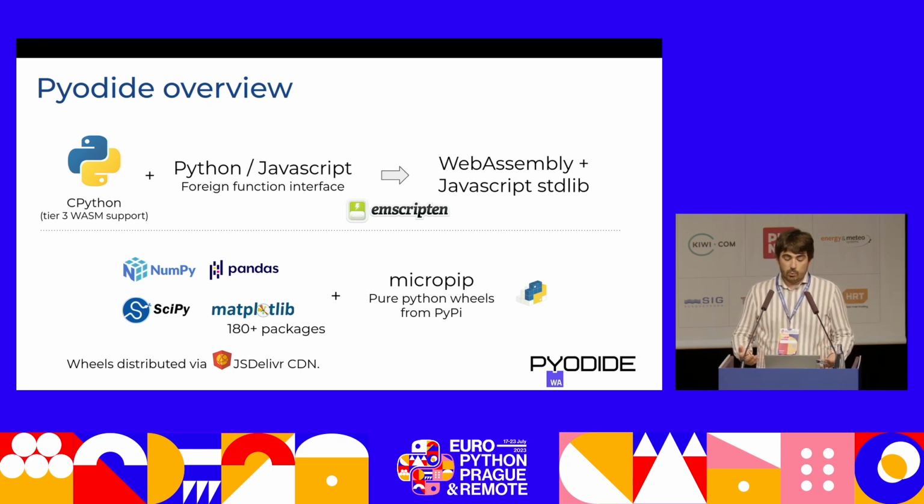And in addition, we build a number of packages for this target platform. For instance, here I illustrated some of the scientific Python packages, but we have a fair number of those. They are distributed with the jsDelivr CDN, which is an open source CDN used mostly for JavaScript historically. And we can also install things from PyPI, assuming they are pure Python wheels.